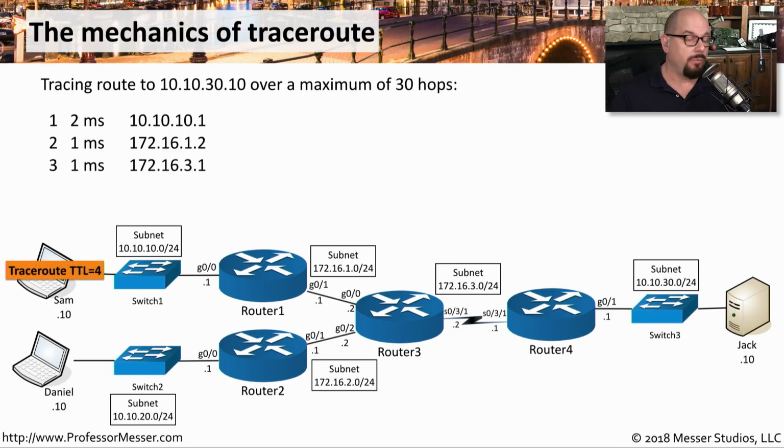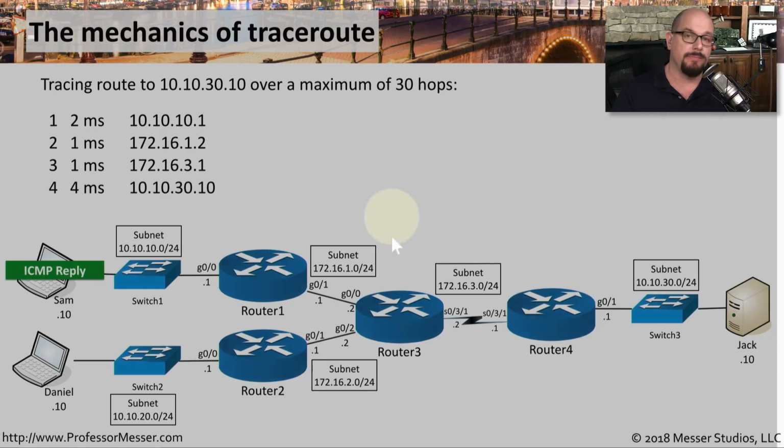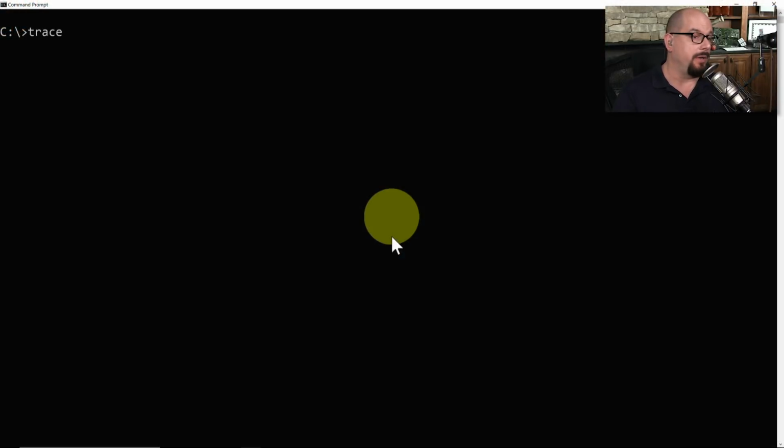And in the last packet, where time to live is equal to 4, we'll make it through the first router, we'll make it through router 3, we'll make it through router 4, and finally to Jack's workstation, where the ICMP will be replied, and Sam will make a note of that device's IP address as the last route in the traceroute. Let's perform a traceroute on my Windows workstation.